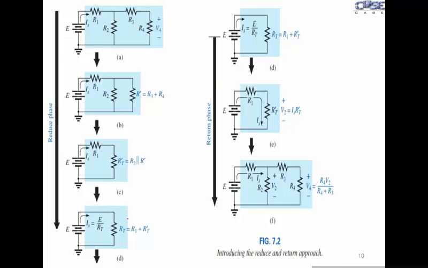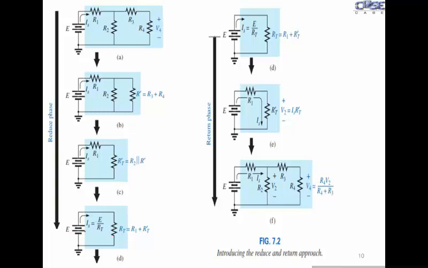Look at this blue shaded region. That blue shaded region was initially a complex configuration that is further simplified into these resistors, and these resistors are further simplified into equivalent resistances, and then these equivalent resistances are further combined to form a simple single resistor. So this is the reduced phase. In this phase the circuit is reduced to a simpler circuit having one voltage source and one resistance.